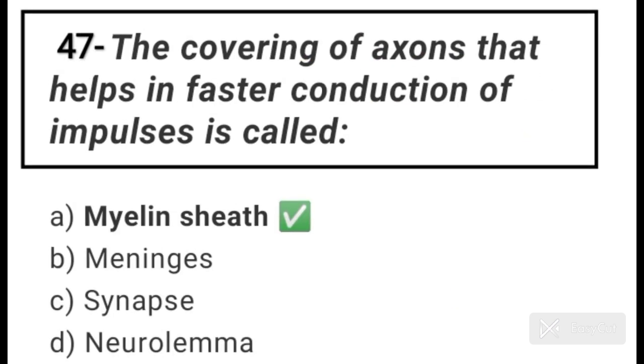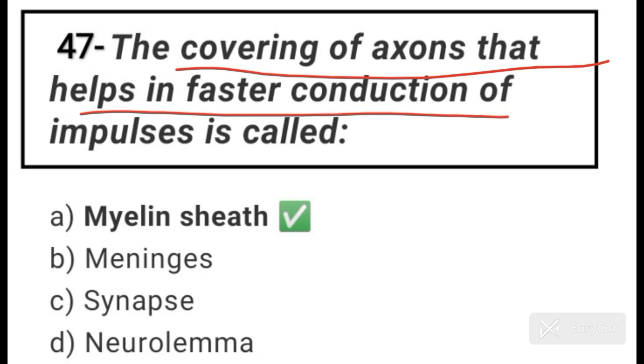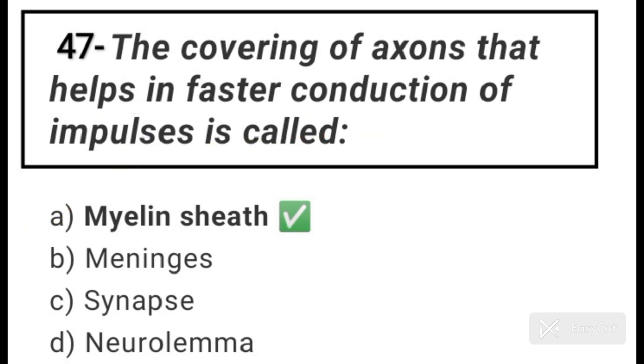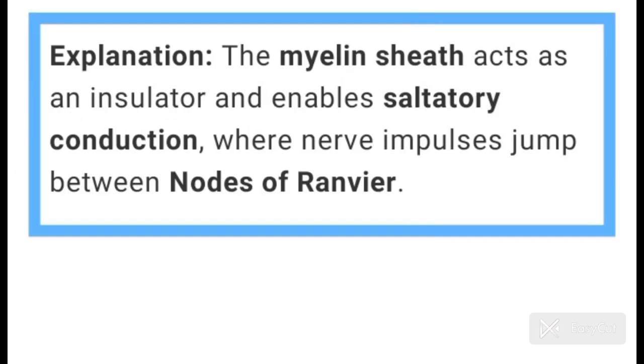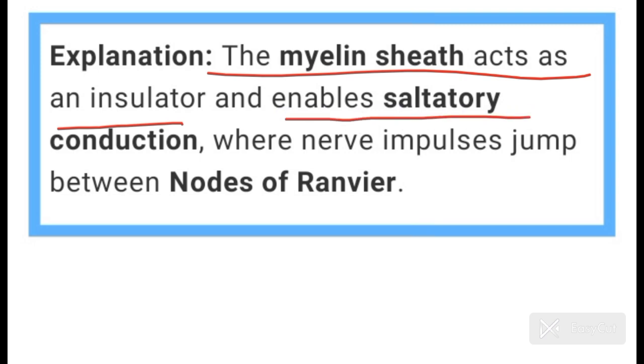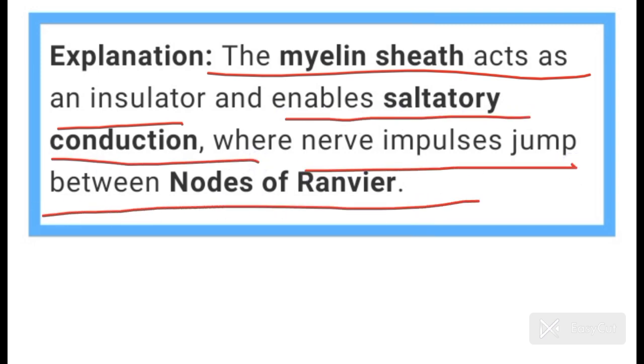Now come to question number 47. The covering of axons that helps in faster conduction of impulses is called? Answer is option A. Myelin sheath is the covering of axon that helps in faster conduction of impulses. The myelin sheath acts as an insulator and enables saltatory conduction, where nerve impulses jump between nodes of Ranvier.